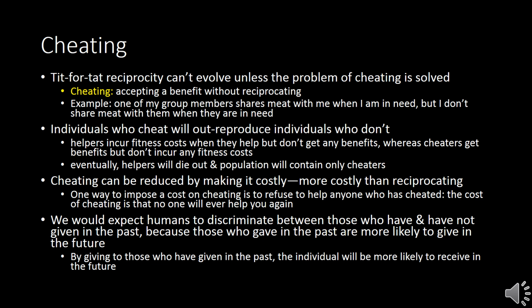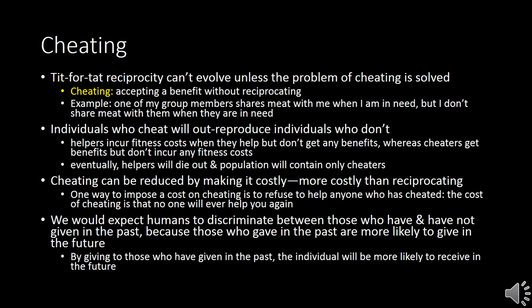In order for tit-for-tat reciprocity to develop in a breeding population, the problem of cheating must be solved. Cheating is defined as accepting a benefit without reciprocating. An example would be if one of my group members shared meat with me when I was in need, but then I didn't share meat with them when they were in need. All things being equal, individuals who cheat will out-reproduce individuals who don't. This is because helpers incur fitness costs when they help, but don't get any benefits, whereas cheaters get benefits, but don't incur any fitness costs. Eventually, all the helpers will die out, and the breeding population will be filled with cheaters. Thus, the helping of non-kin cannot evolve unless the problem of cheating is solved.